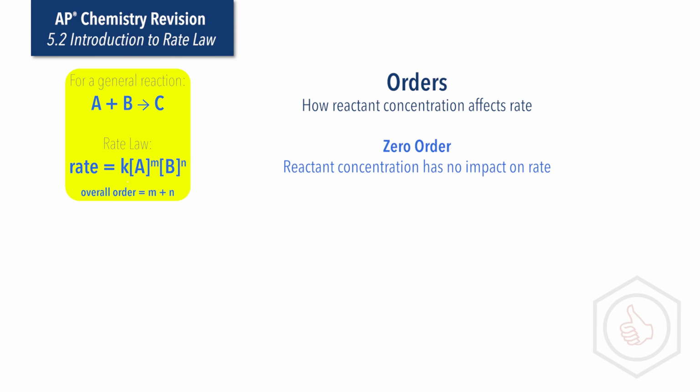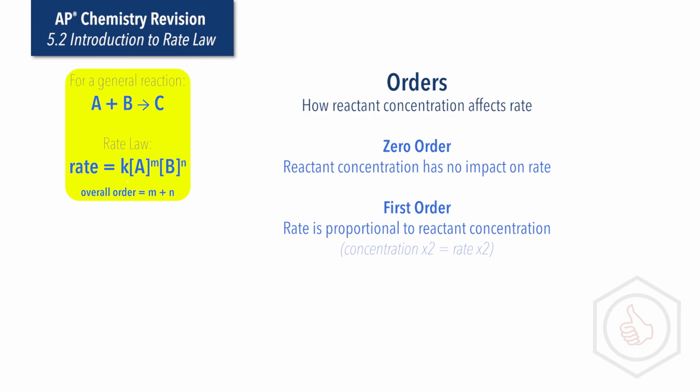If a reaction is first order with respect to a particular reactant, if you change the concentration of that reactant, the rate will change by the same factor. So, for example, if you double the concentration of reactant, the rate of reaction will also double.